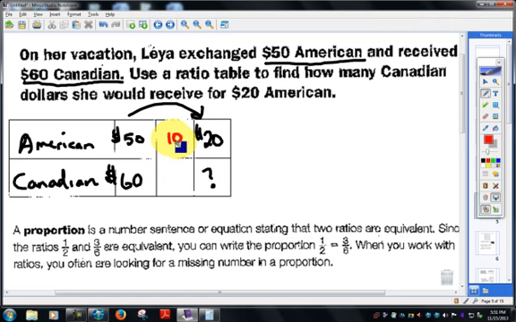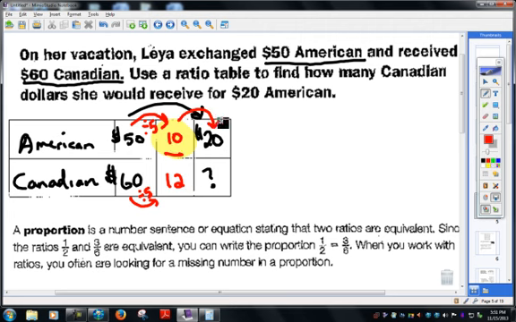You could also scale to 5. Okay? There's different options. There's not just one specific way. Now I know, okay, what am I doing to go from 50 to 10? Well, I'm dividing by 5. So what do I need to do to 60? I need to divide by 5. That's going to mean that for every 10 American dollars, that would turn into 12 Canadian dollars.